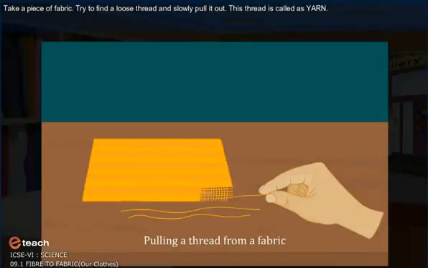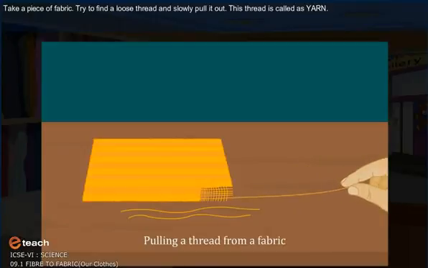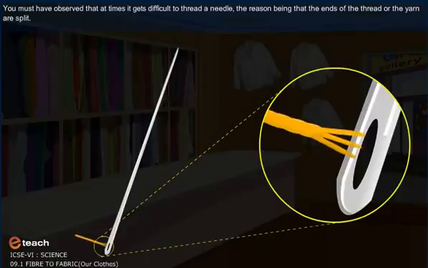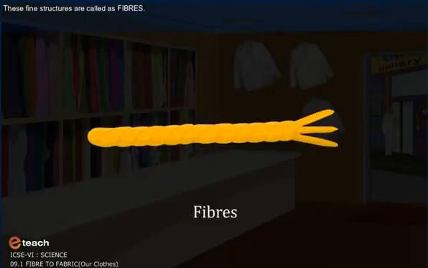Take a piece of fabric. Try to find a loose thread and slowly pull it out. This thread is called yarn. You must have observed that at times it gets difficult to thread a needle. The reason being that the ends of the thread or the yarn are split. These fine structures are called fibers.